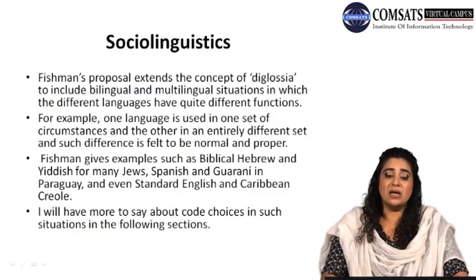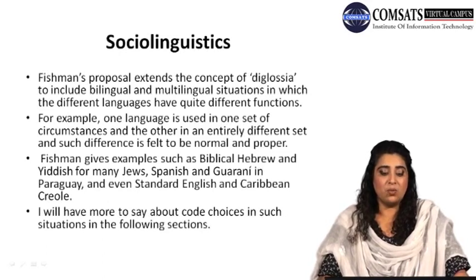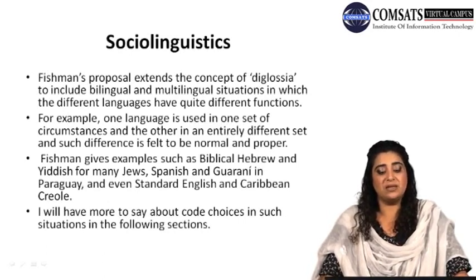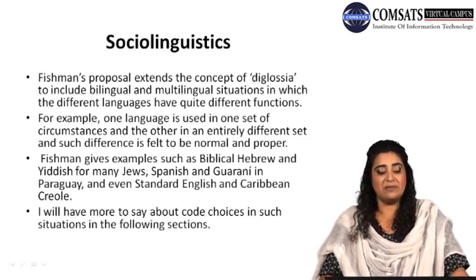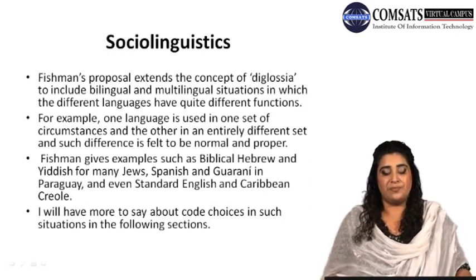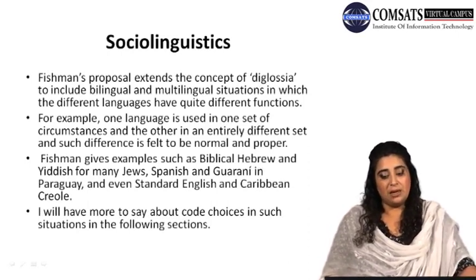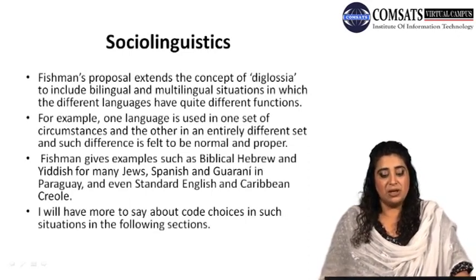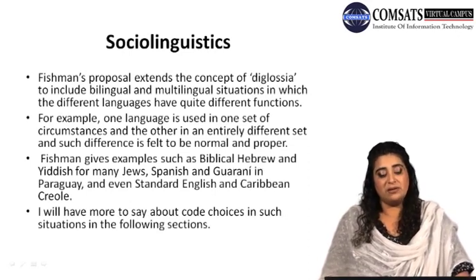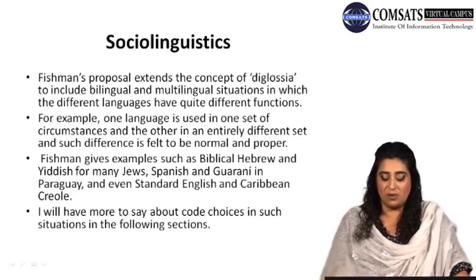So Fishman's proposal extends the concept of diglossia to include bilingual and multilingual situations in which the different languages have quite different functions. For example, one language is used in one set of circumstances and the other in an entirely different set, and such difference is felt to be normal and proper. Fishman gives examples such as biblical Hebrew and Yiddish for many Jews. Yiddish is the H variety that was used in the Jewish holy books, and biblical Hebrew was what the Bible was written in. Also Spanish and Guarani in Paraguay, and even standard English and Caribbean Creole. I will have more to say about code choices in such situations in the following sections.